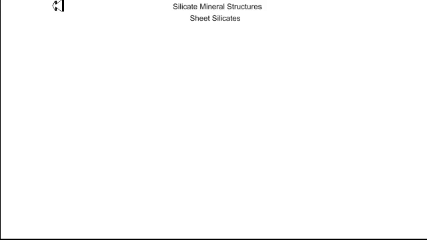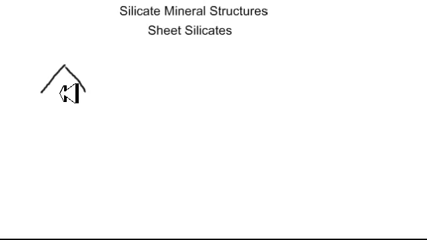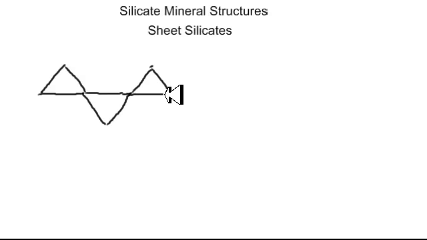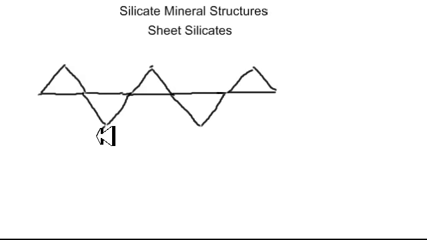So this time we're going to draw the sheet silicate mineral structure. This is another group of minerals, the sheet silicates, and they're characterized by having silica tetrahedra linked together not just in chains but in two directions to form a sheet of strongly bonded silica tetrahedra. So I'm starting here by drawing a single chain of silica tetrahedra. Then we're going to build onto that.